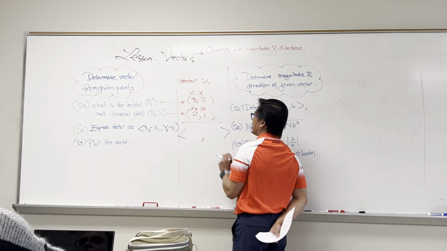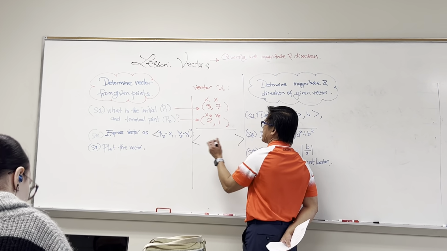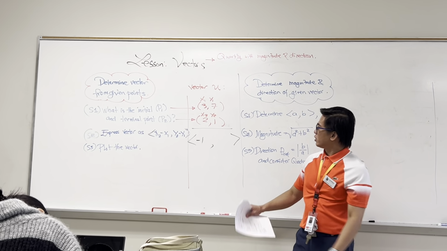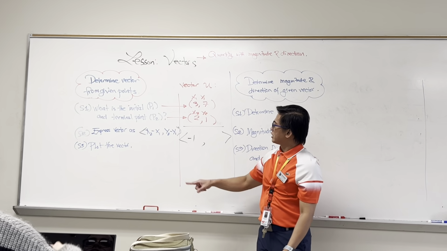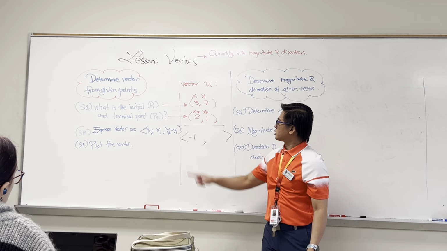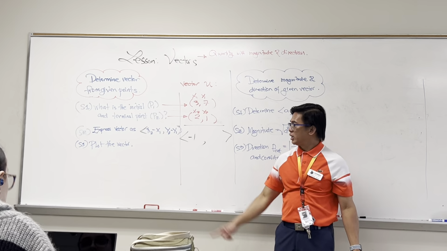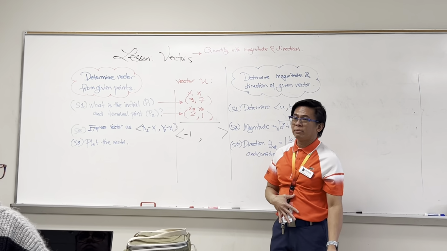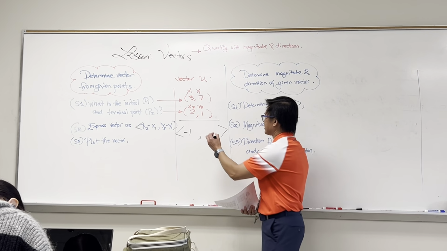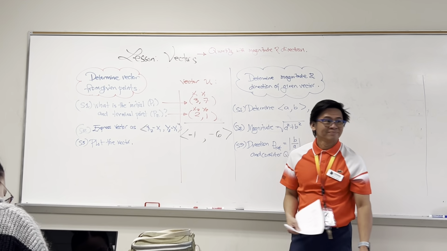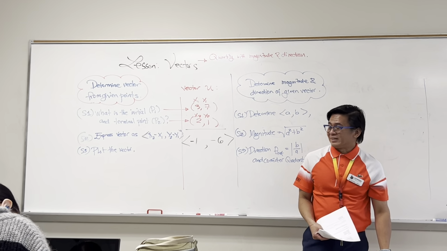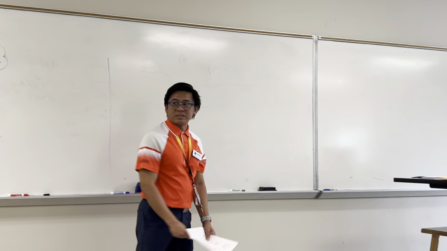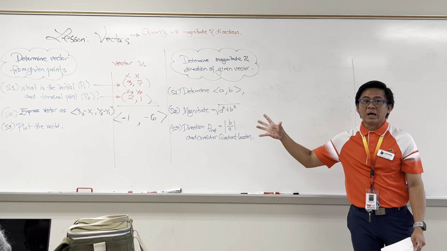x2 minus x1, how much is that gonna be? 2 minus 3. Negative 1. Okay, so again, 2 minus 3, that's terminal minus initial. And the same with the y, 1 minus 7, negative 6. So that will be our vector, negative 1, negative 6. And the last one in here is plot the vector, right?